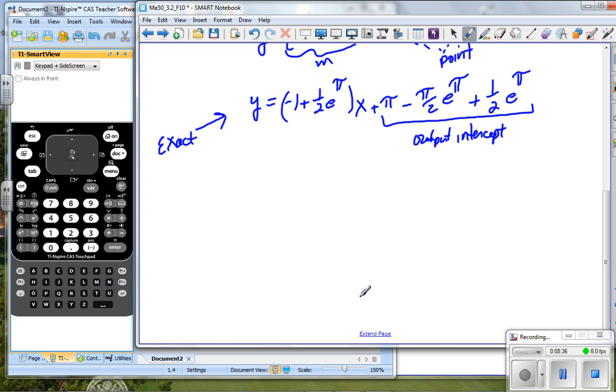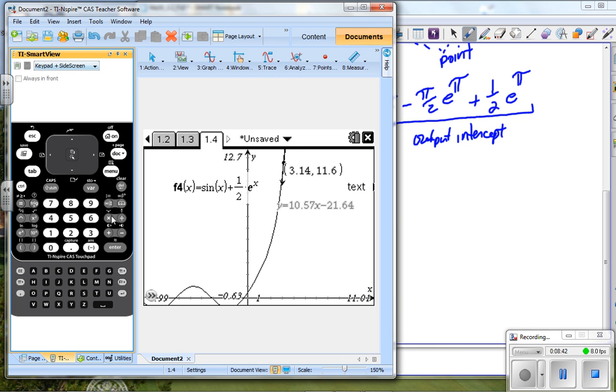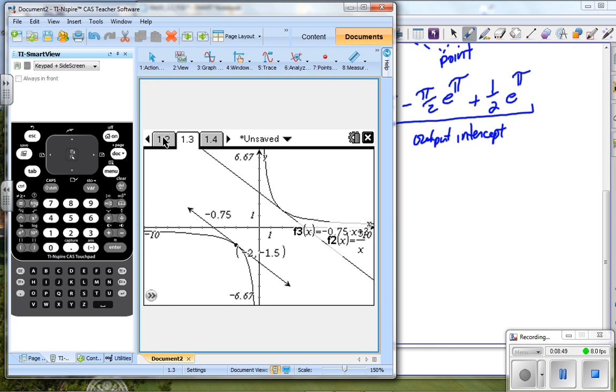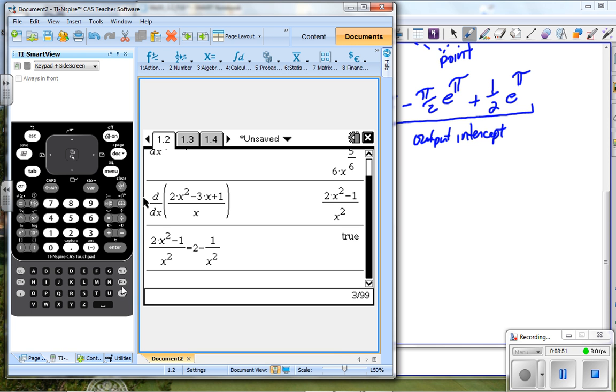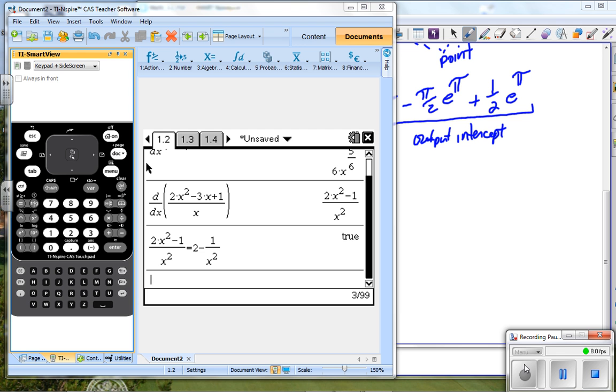So let's look at how we can find whether or not our answer is equivalent. If we go back, there's our calculator page. Okay, let's check our work here.